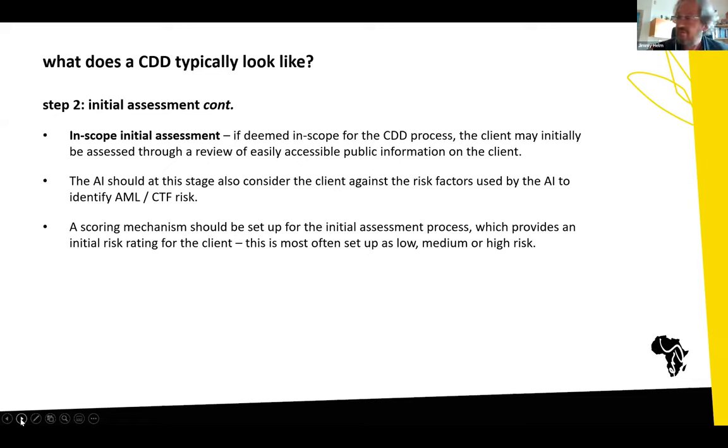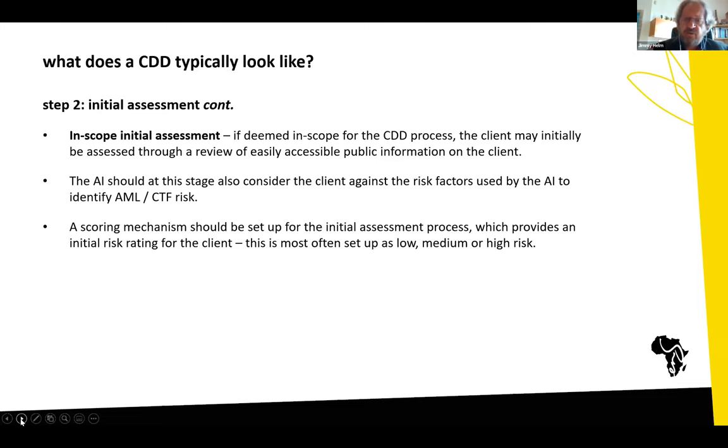At this stage, you're also considering the client against the risk factors used by the institution to identify money laundering or terrorist financing. And this goes back to a point that Suad raised earlier, is that this whole process should be built around your initial business risk assessment, which identifies those areas, those transactions, or those products that are offered by the institution that pose the risk of money laundering or terrorist financing or proliferation of weapons of mass destruction transactions. So it's really important that initial business risk assessment is performed before you try to put together a client due diligence process.